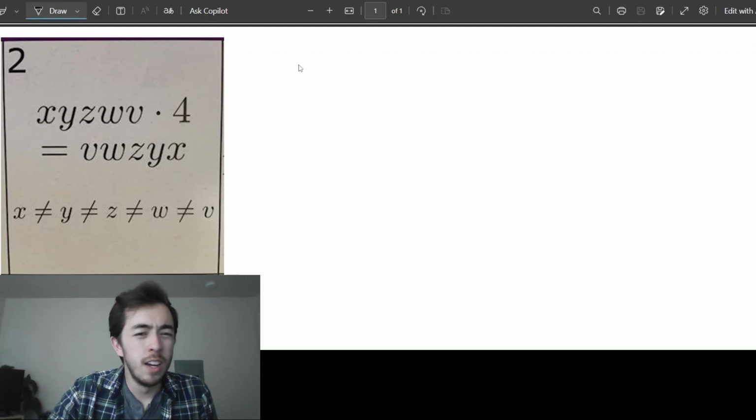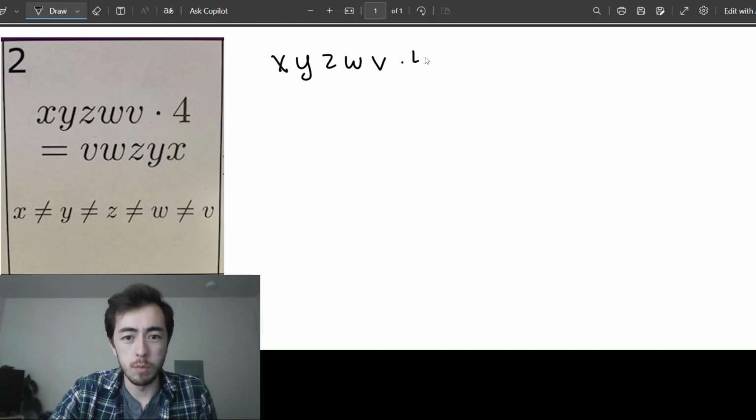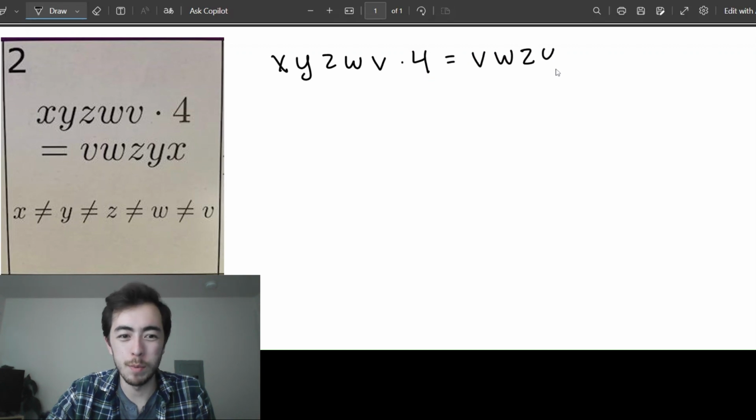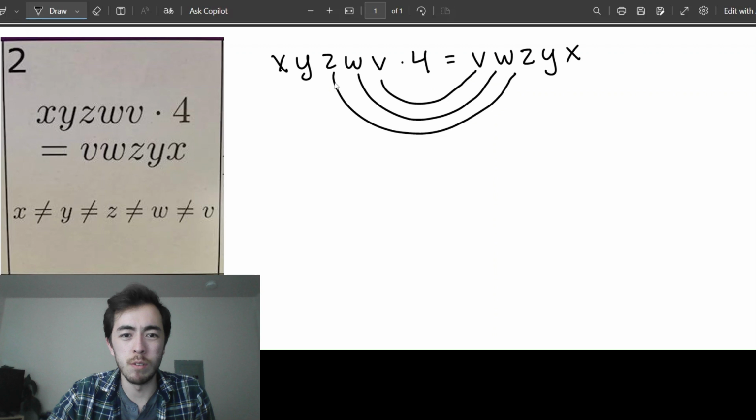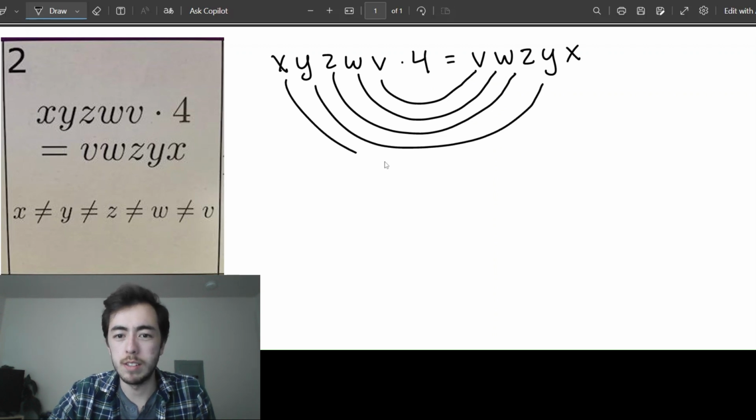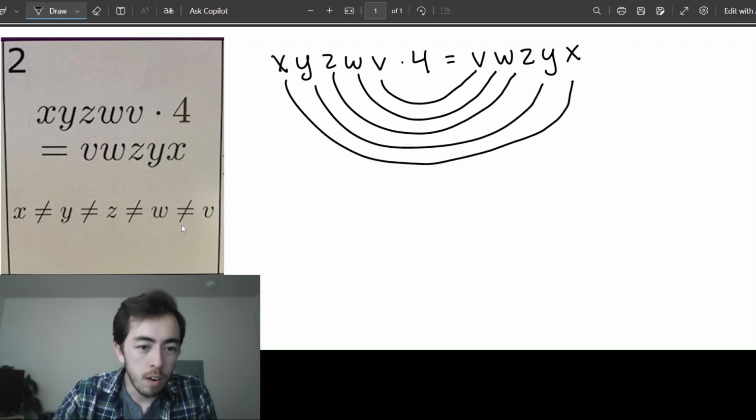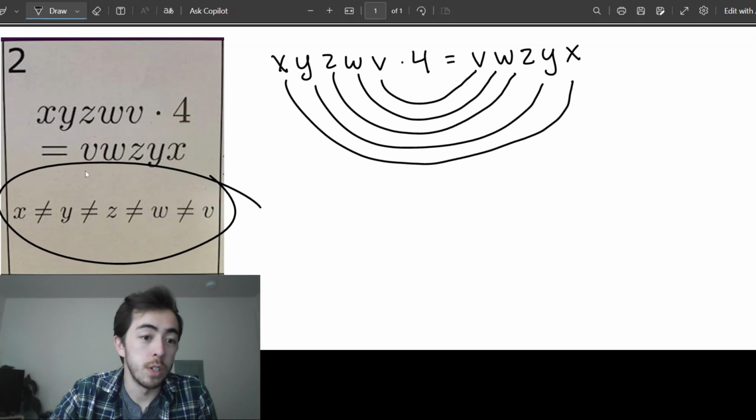We have what looks like x times y times z times w times v times 4 is equal to v times w times z times y times x. So all of these variables are just repeated, but in reverse order. Okay, that's kind of strange. And they are all mutually not equal to each other. Well, technically that's not what that says.